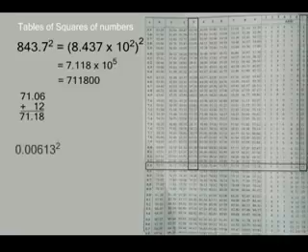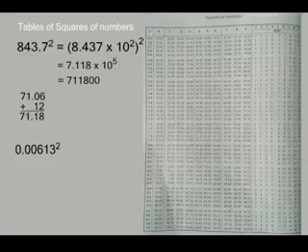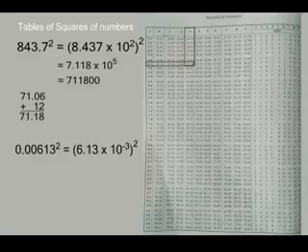Let us now have 0.00613 squared. In standard form, we shall have 6.13 times 10 raised to power negative 3, and then everything is squared. To the tables now. 6.1 is here. The column of 3 will meet us here. The number is 37.58. We do not have a third decimal place, and so we end there.